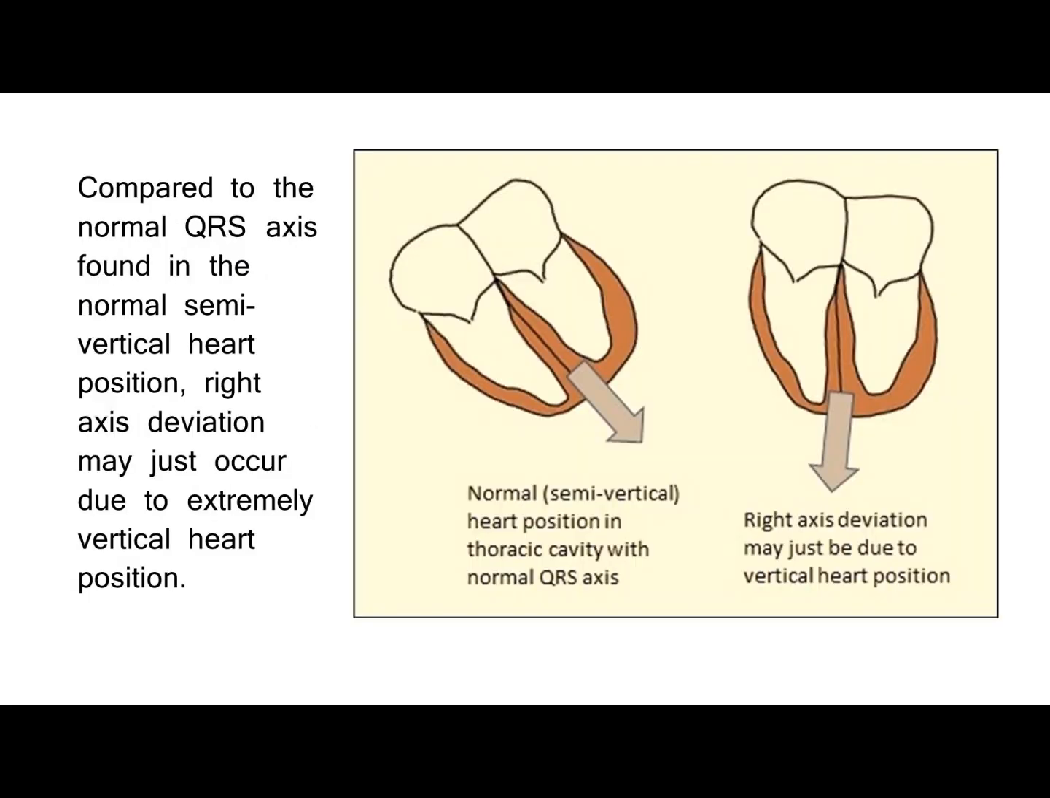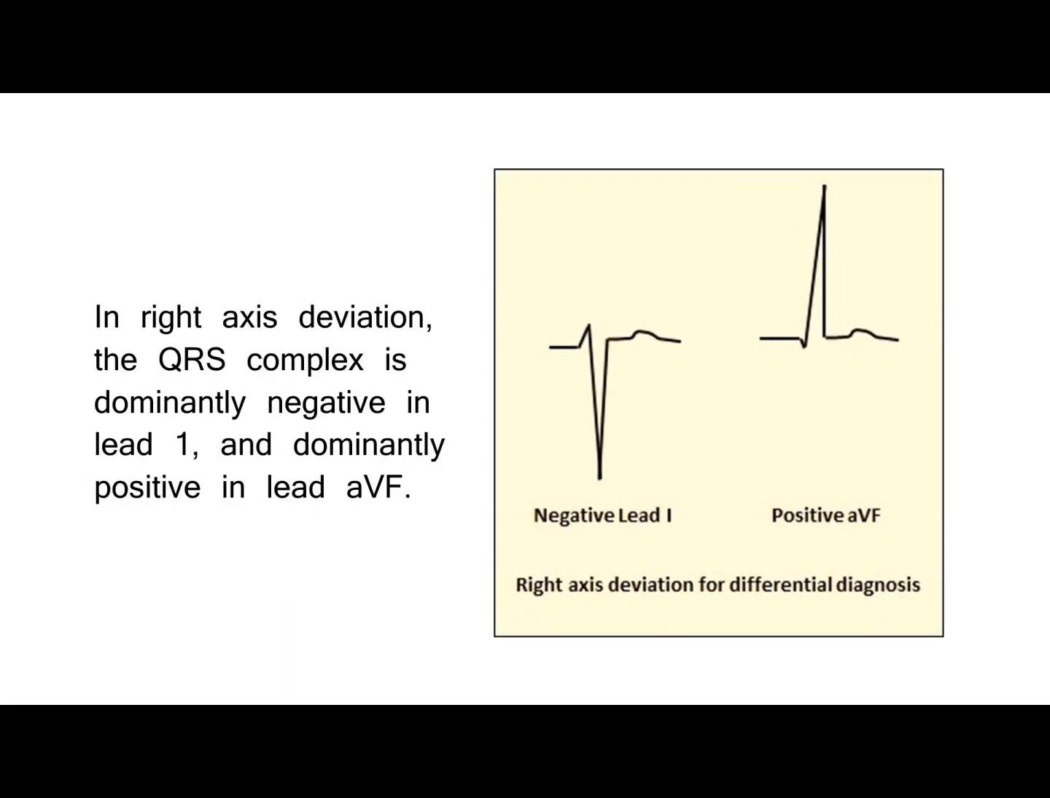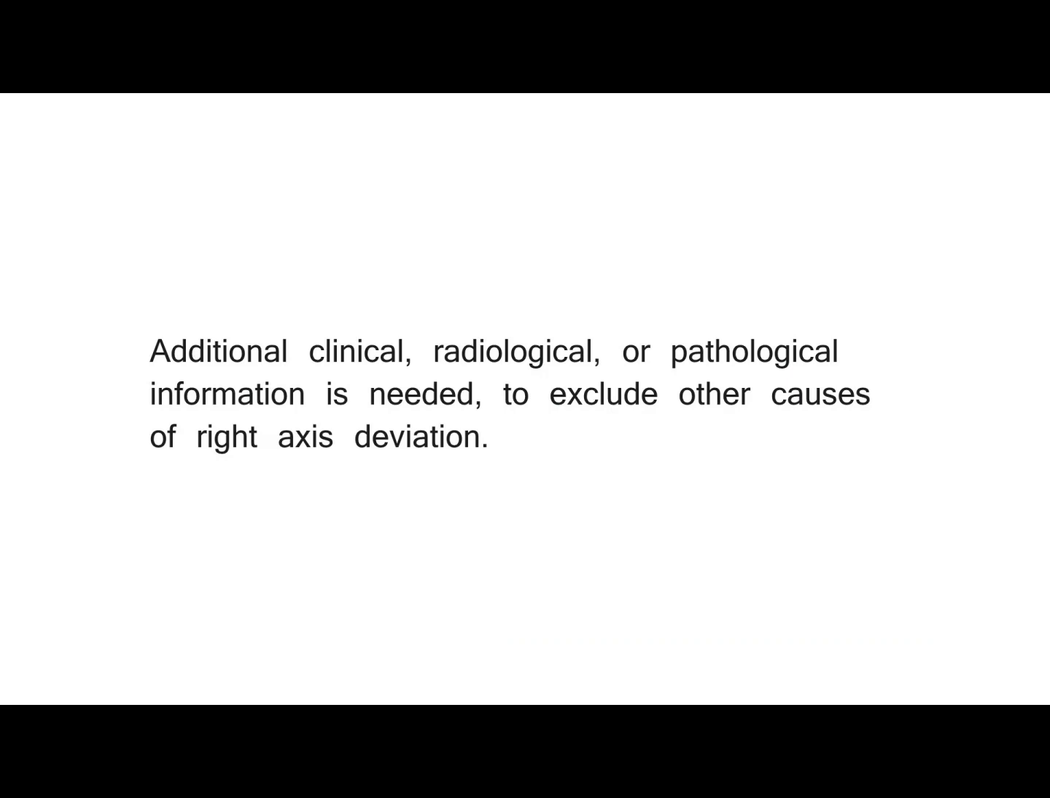Compared to the normal QRS axis found in the normal semi-vertical heart position, right axis deviation may just occur due to extremely vertical heart position. In right axis deviation, the QRS complex is dominantly negative in lead 1, and dominantly positive in lead aVF. Additional clinical, radiological, or pathological information is needed to exclude other causes of right axis deviation.